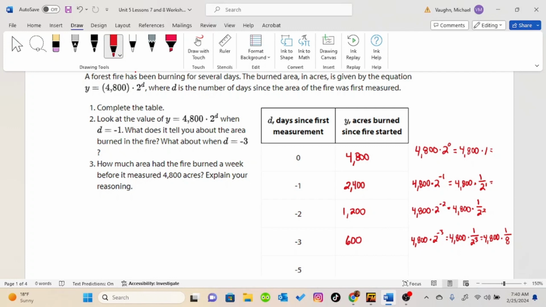And our last box in the table, 4,800 times 2 to the negative 5 is 4,800 times 1 over 2 to the power of 5, which is 4,800 times 1 over 32, which would be 150.